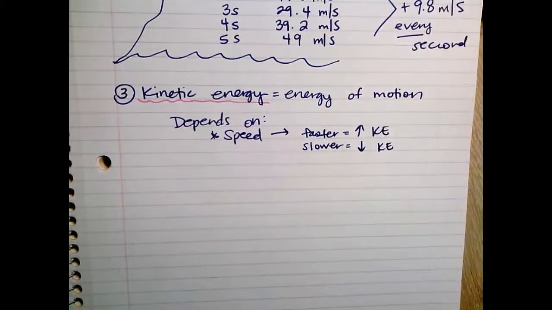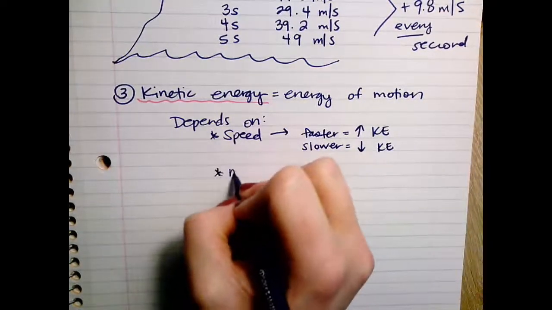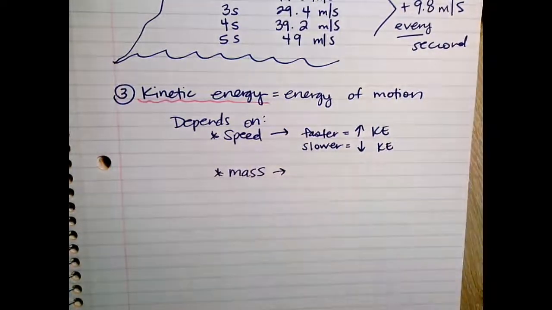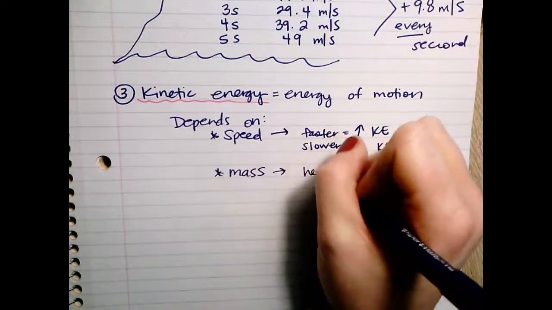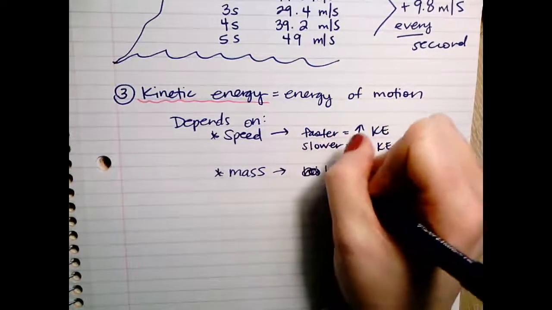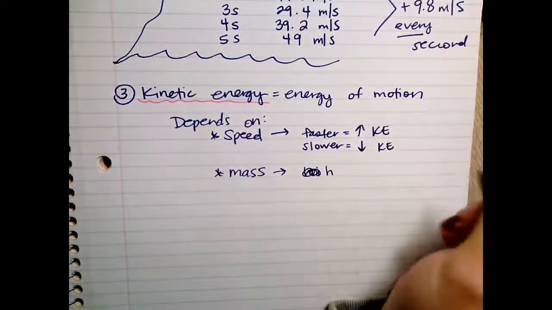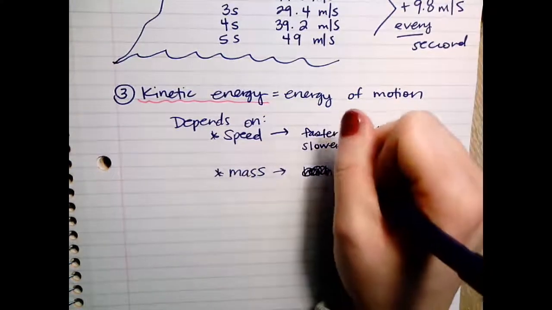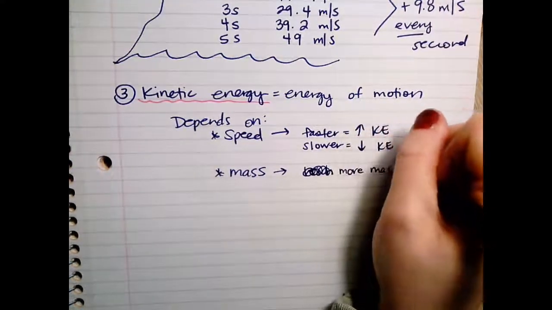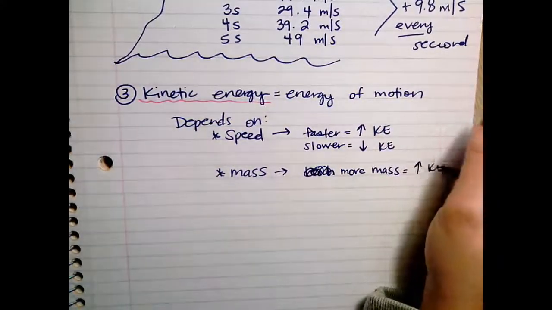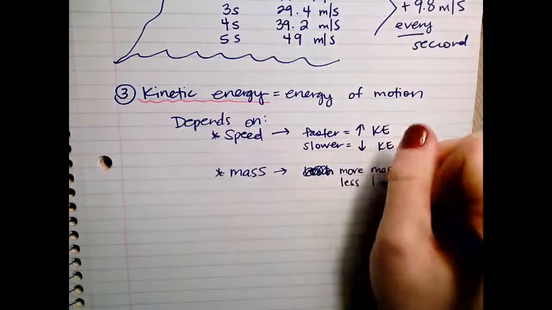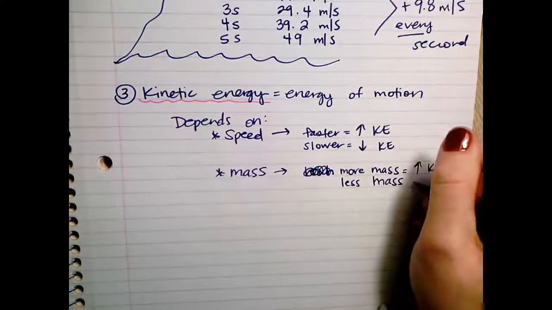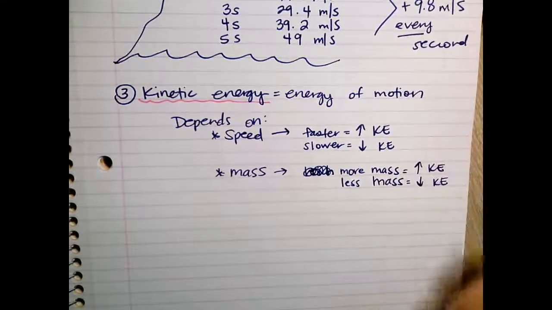The second thing it depends on is the mass of the object. So if the moving object is heavier, I cannot speak and think at the same time. If I have something that has more mass, it's going to have more kinetic energy versus when it has less of a mass, meaning it's lighter, it's going to have less kinetic energy. So if it's heavier and moving faster, it has the most kinetic energy.